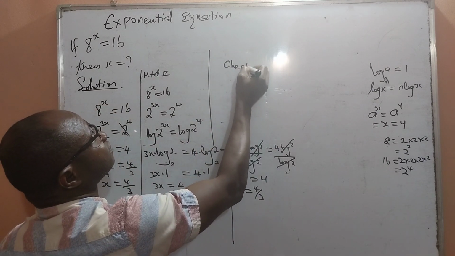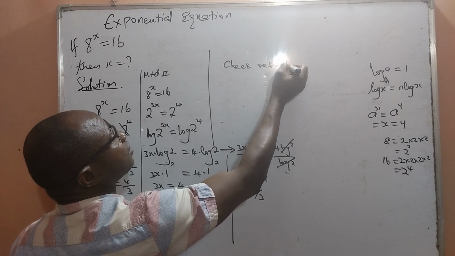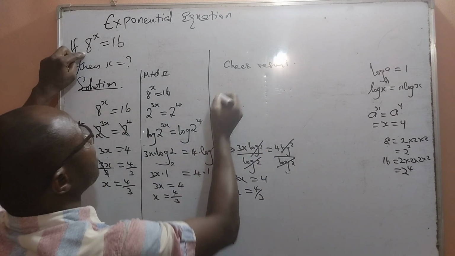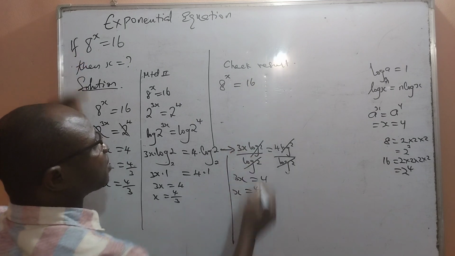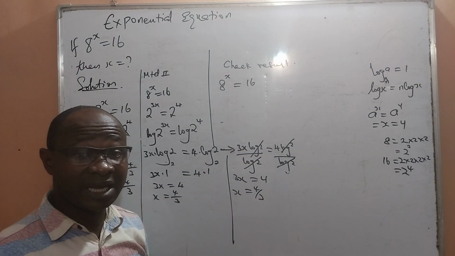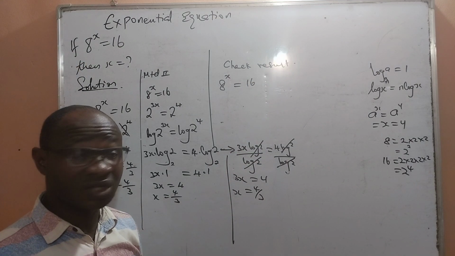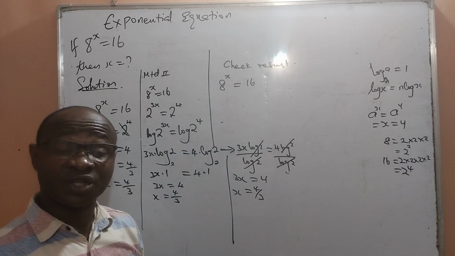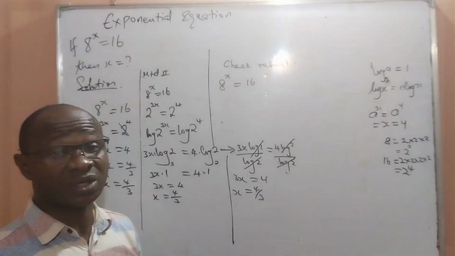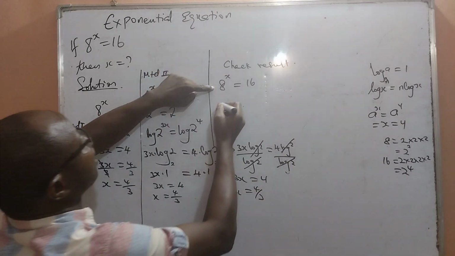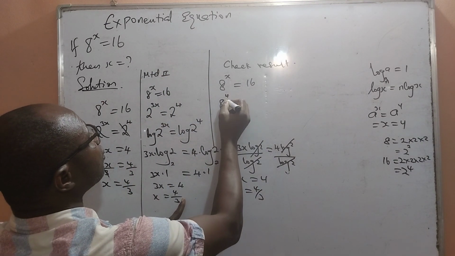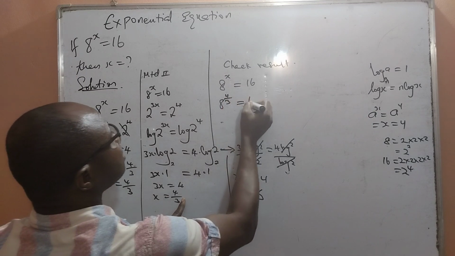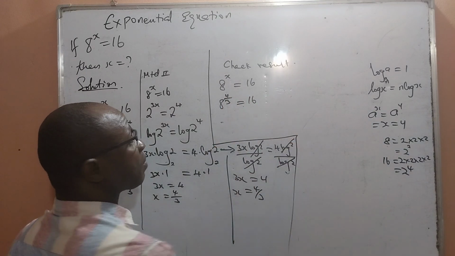Check result. What I want to do, I want to go to the original question, 8 raised to the power x equal to 16, and replace the value that I have gotten to be the value of x in the given question to see if the right hand side will be equal to the left hand side. That means 8 raised to the power my answer, which is 4 over 3. Is it equal to 16? That is what I want to find out.